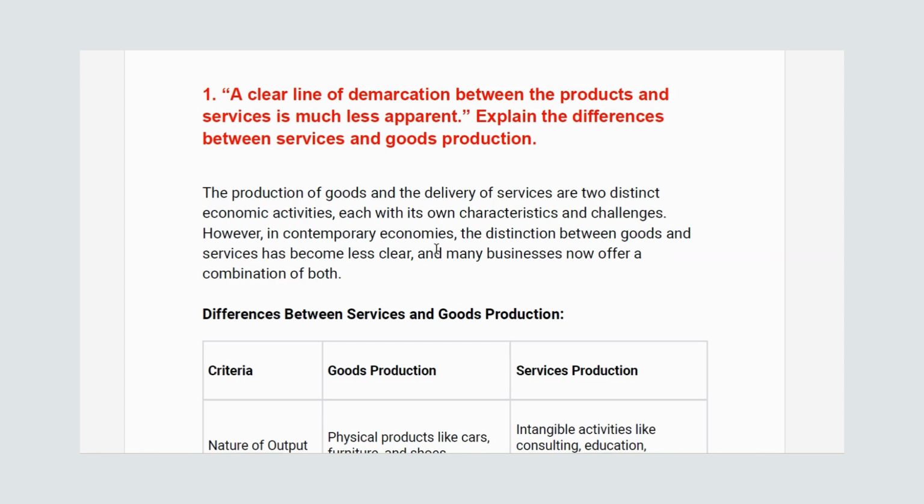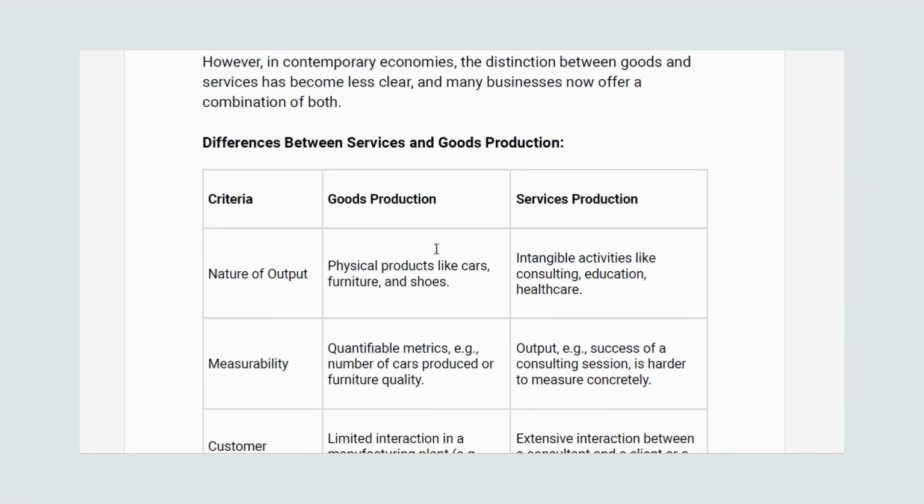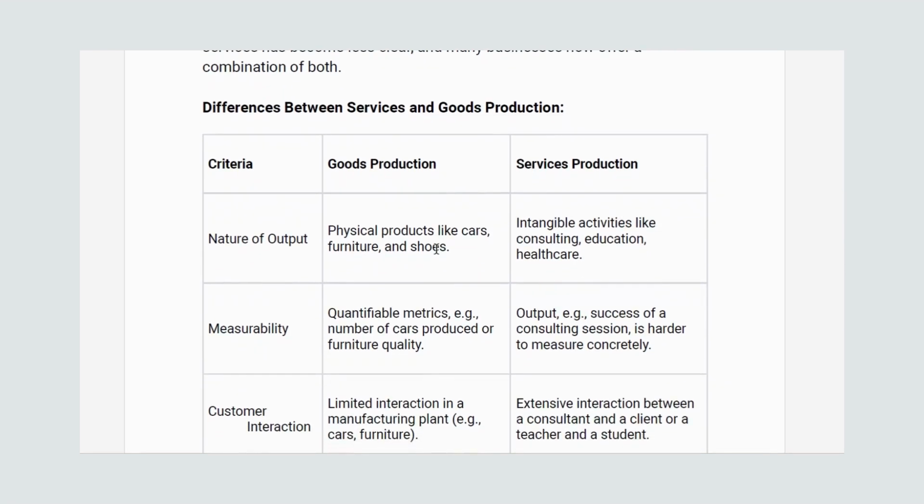But in today's economy, like in the advanced economy, we can see the distinction between goods and services has become very less now. Yes, because most of the businesses now offer a combination of products and services. Okay, now let's see the difference between services and goods production in a tabular form. For ease of understanding, I have prepared it in a tabular form.